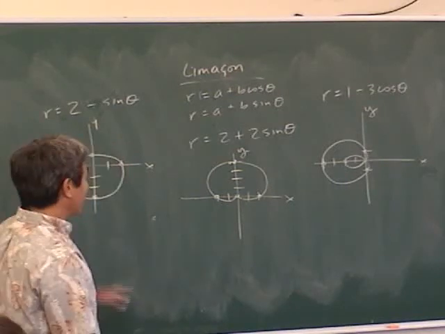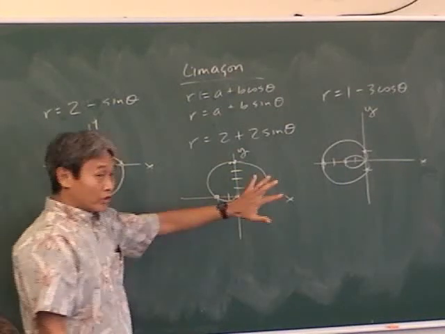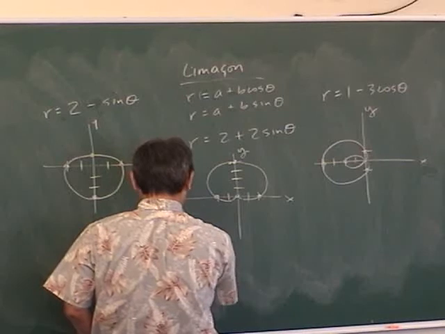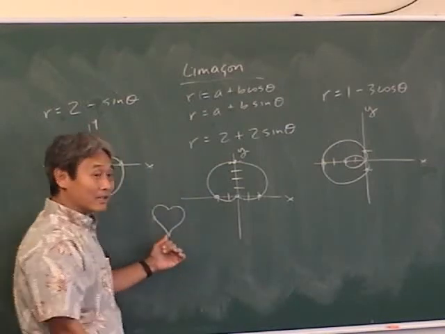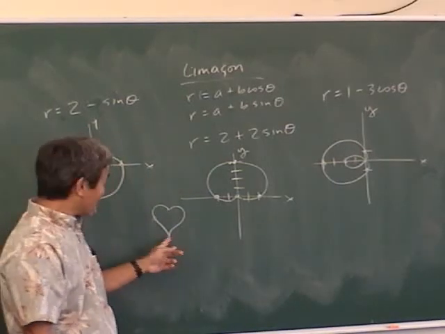And by the way, notice, you guys are seeing with your own eyes what the graph looks like. Because every year, there's always students drawing the cardioid like this. If anybody does this, that's a fatal error. That's not what a cardioid looks like. It's more rounded.